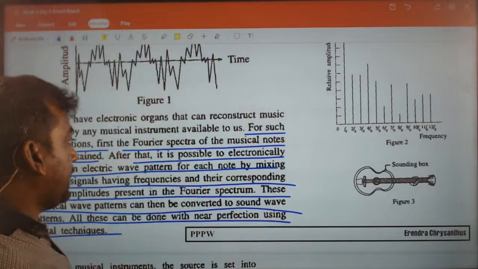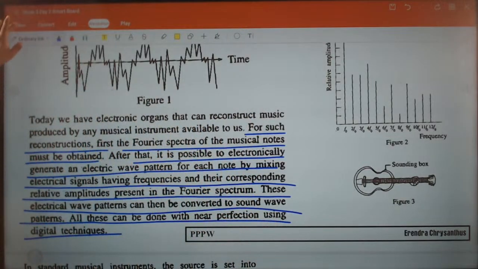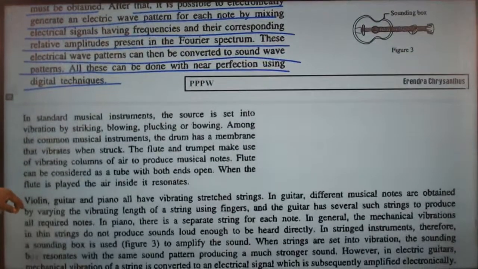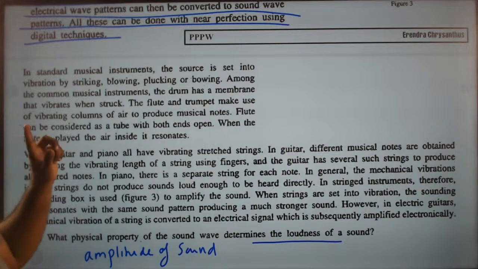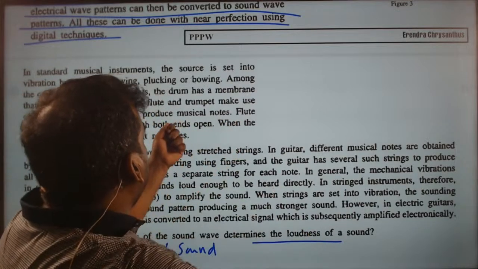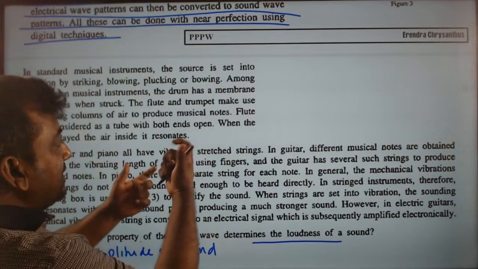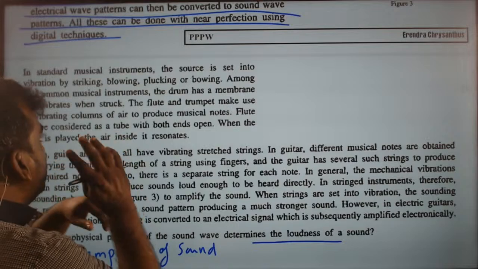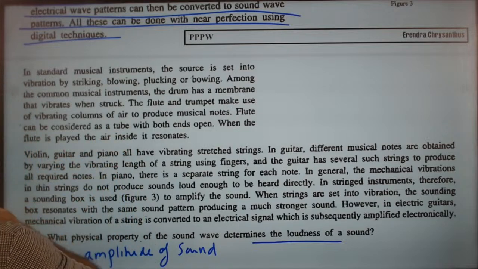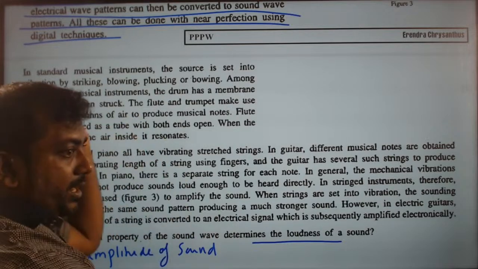Okay, right. So this is a nice section, nice question. In standard musical instruments, the source is set into vibration by striking, blowing, plucking, bowing. Bowing means like this. Plucking means like a sitar or guitar. Blowing means trumpet, saxophone, all blowing instruments. Striking means drum, dun, dun, dun.